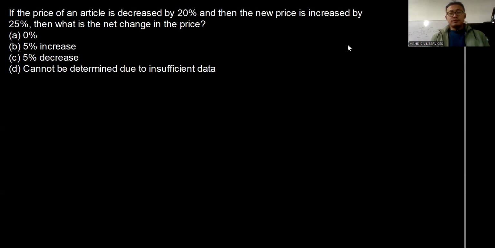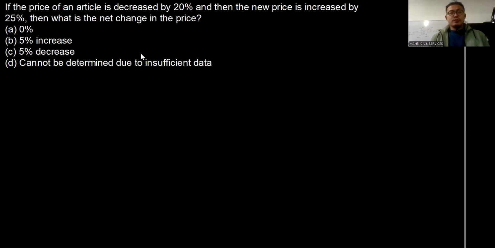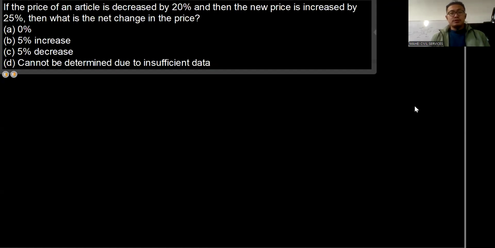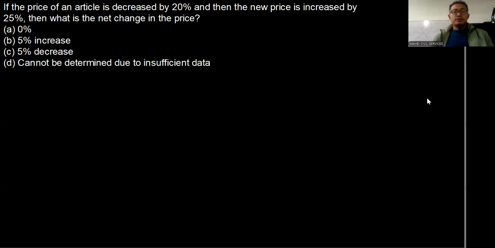So let's solve this question. If the price of an article is decreased by 20%, then the new price is increased by 25%. So what is the net change in the price? Very easy. See my question, the original price is P naught.